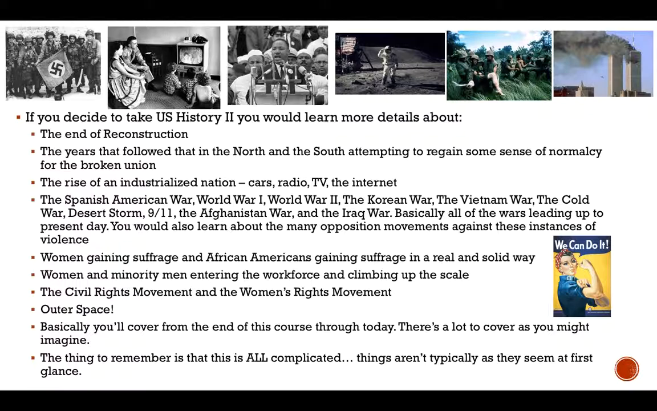The thing to remember about all of this is that everything is complicated. Things aren't typically black and white. They're not as easy as they seem. And they're on this spectrum of good to bad. So everything is complicated. Keep that in mind.